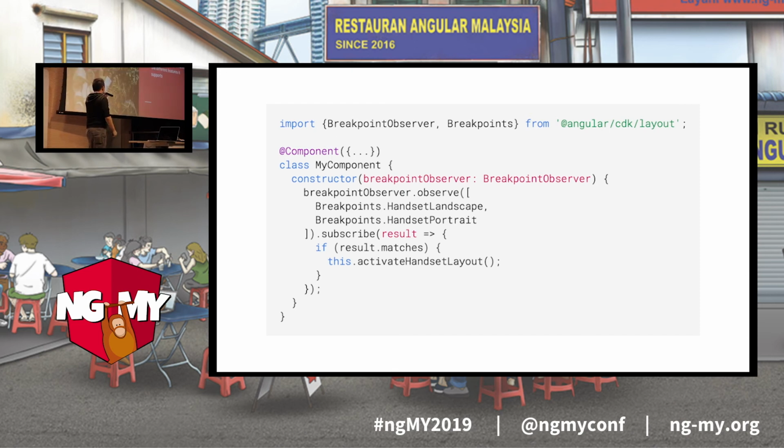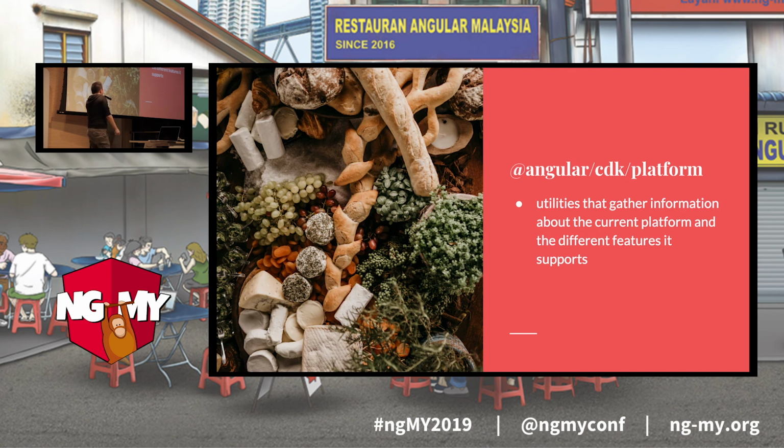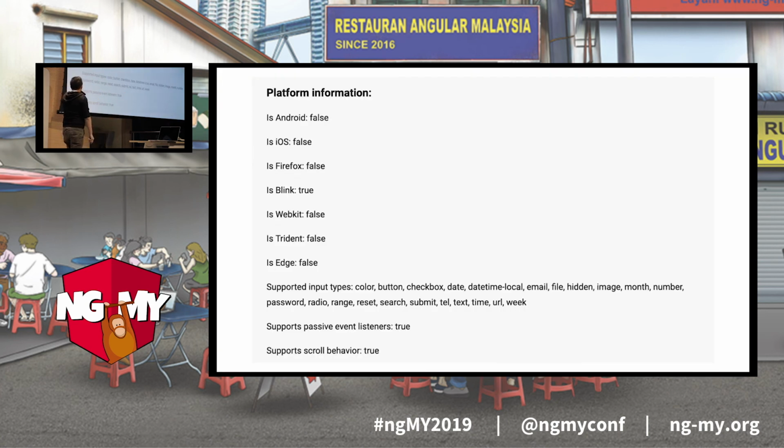We have another one, it's very similar. It's the platform. It also helps you detect which platform you are on, which browser, and which engine you're on. For example, this is one I screenshotted from my computer. I'm using Chrome, so you see here the Blink. So I'm running on the Blink engine. It can also tell you what kind of input is supported in your browser. So this is just two.